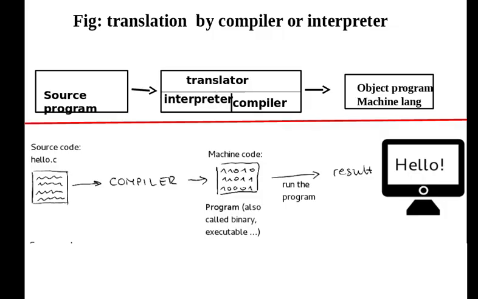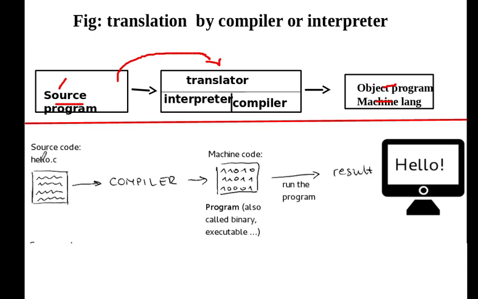Now, translation by compiler or interpreter. So source program means what? If you use any programming language like C, C++, Java, that file you can call source program. Then after compiling this program, you will get the object program, or you can say machine level language.